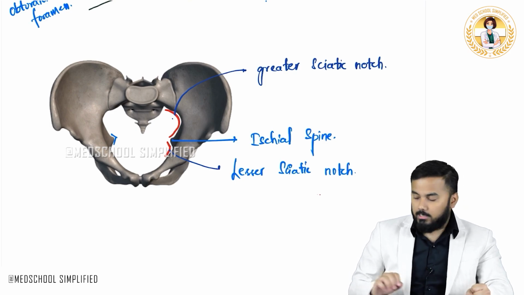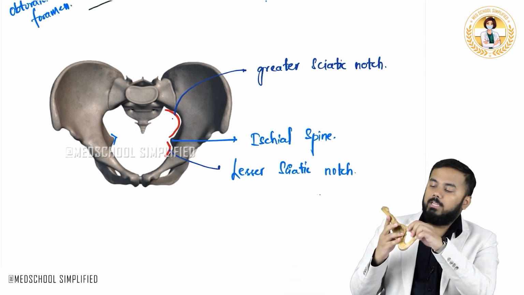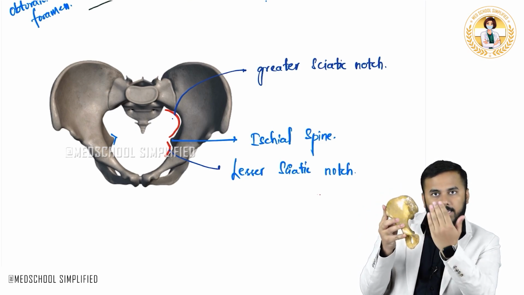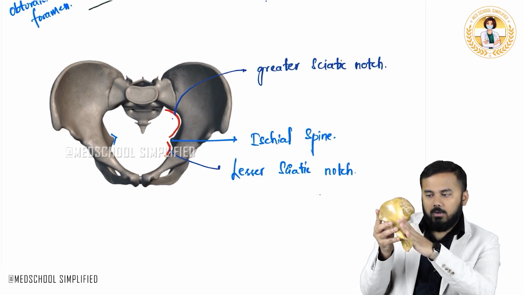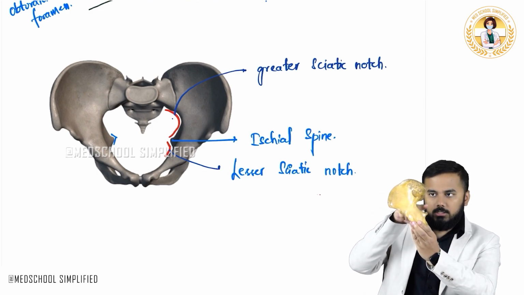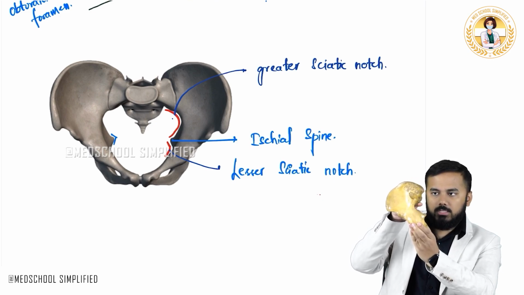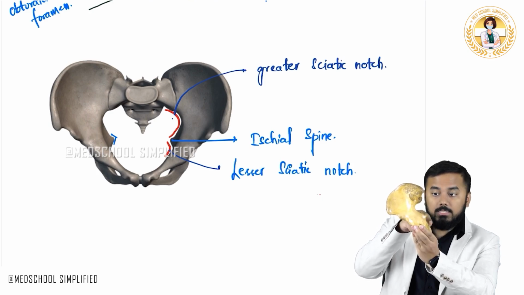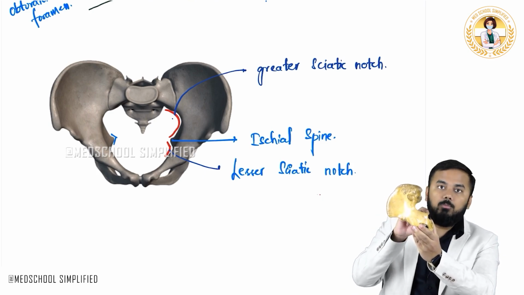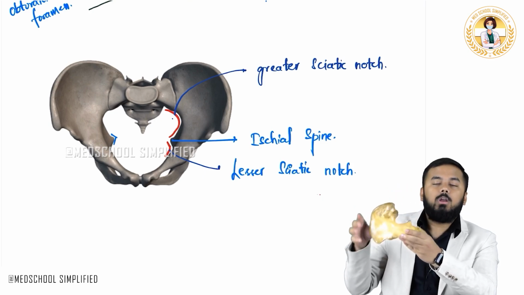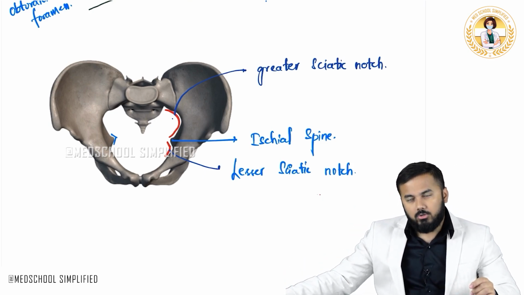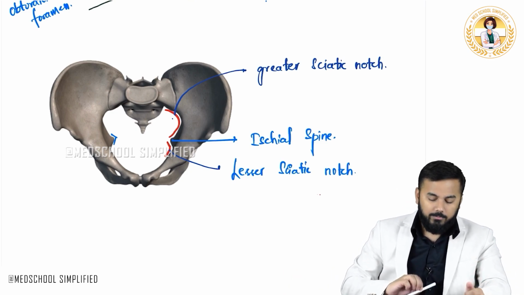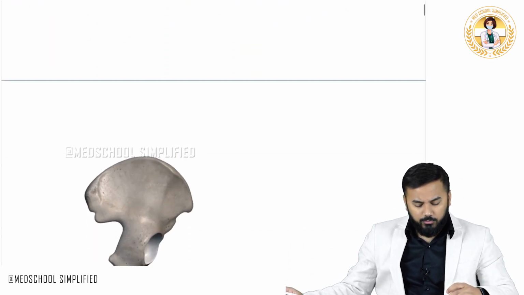Let me show this sciatic notch to you guys. When I'm holding the bone this way, this is your anterior aspect. Here you can see two curvatures. This curvature is called the greater sciatic notch, and you can see a smaller curvature, this is called the lesser sciatic notch. In between both of them, you see a spine here. This is called the ischial spine. So the same picture I'm going to show you from the side here.